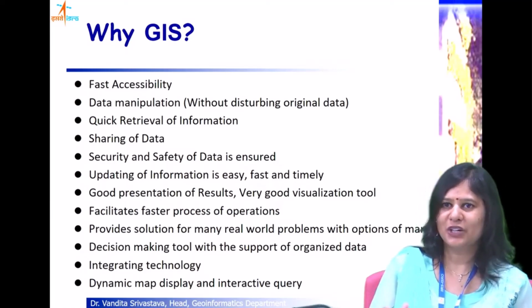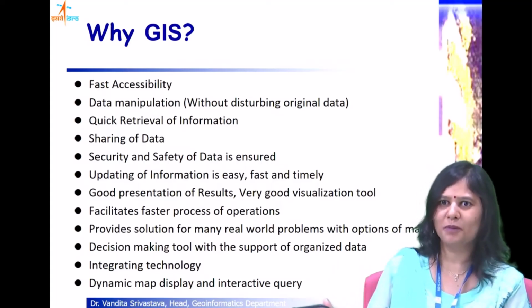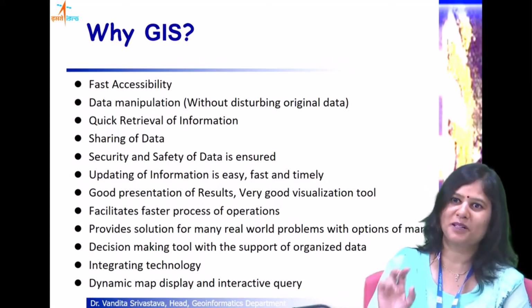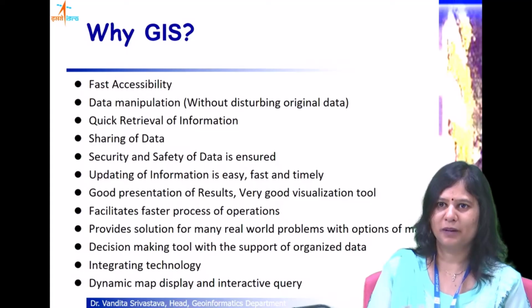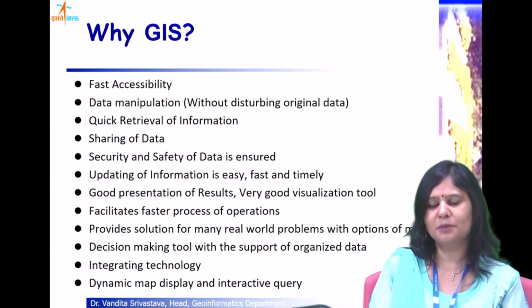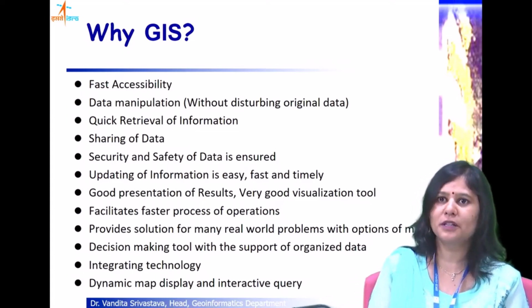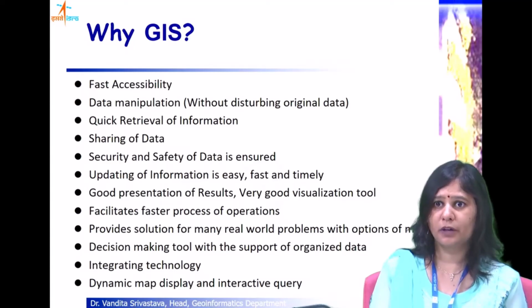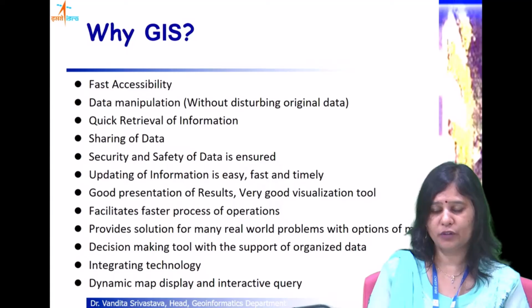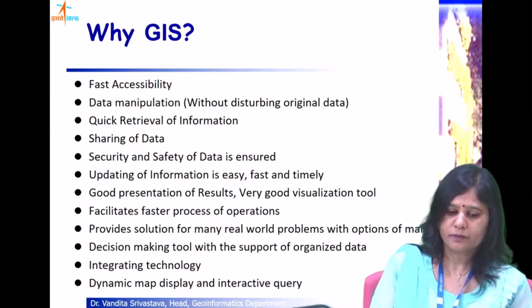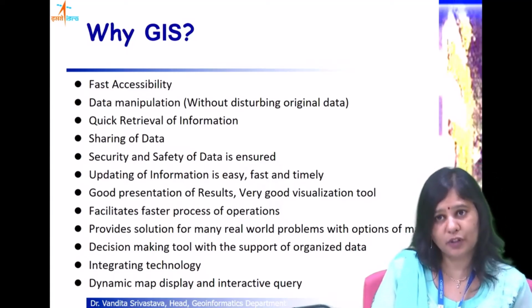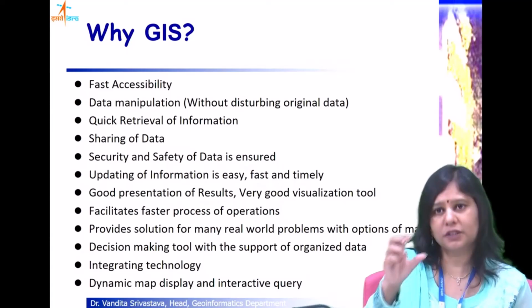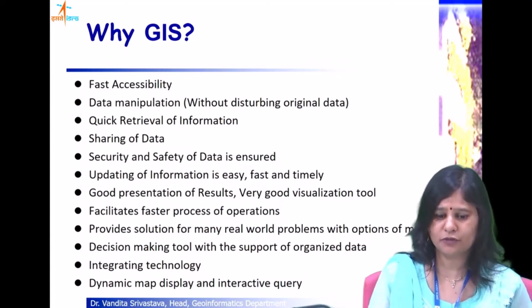If you imagine doing the same thing using hard copy maps, finding out what is at a particular place is such a difficult thing. But the moment you have everything in a computer system, it is much easier to retrieve the information. Data sharing becomes much more secure and fast, and it becomes possible because we have everything in digital form. We can share the data, the geographic information and the maps. So security and safety of the data is ensured. Only the authorized logins will be able to access the information.